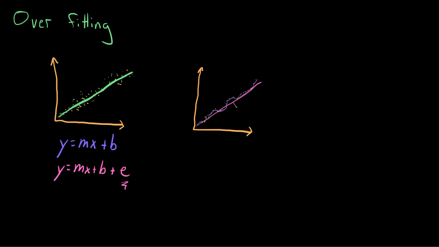When we're creating our model, we have two parts. We have this part, and then we have this part. When our model is off, we can fix this, so we call this our reducible error. And then this, we can't do anything about. We just have to live with it. We call this our irreducible error, because we're unable to reduce it any further.